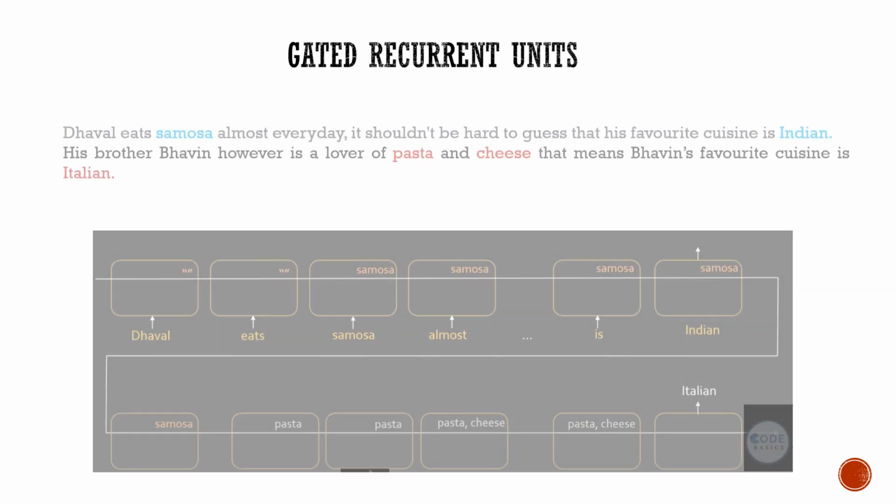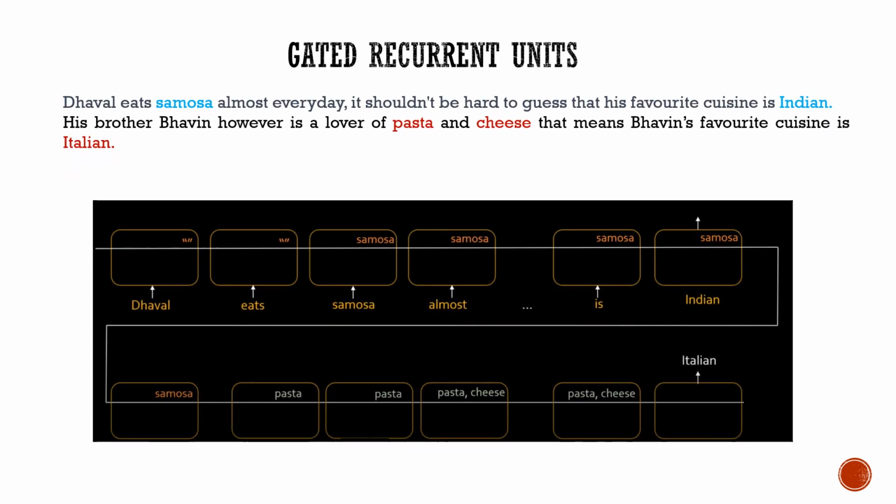If we extend our example further by adding that Dhaval's brother Bhavin, however, is a lover of pasta and cheese, that means Bhavin's favorite cuisine is Italian. So to predict the output as Italian, the network further needs to memorize pasta and cheese.